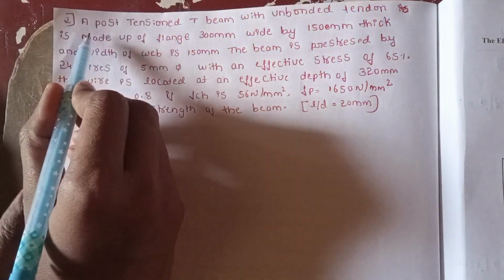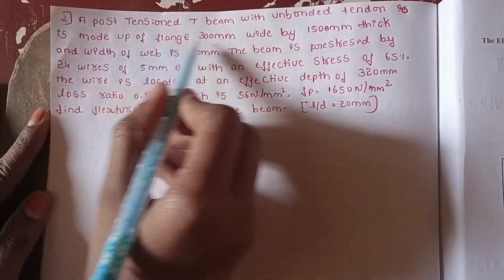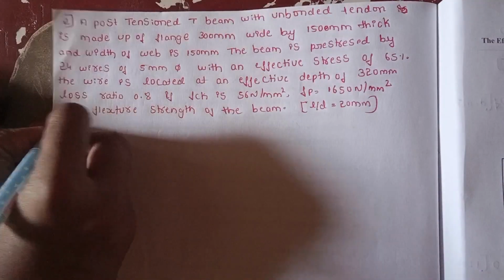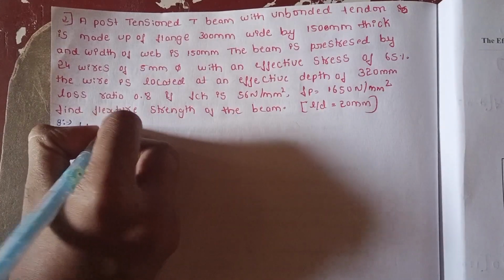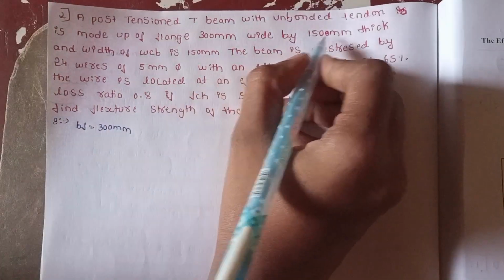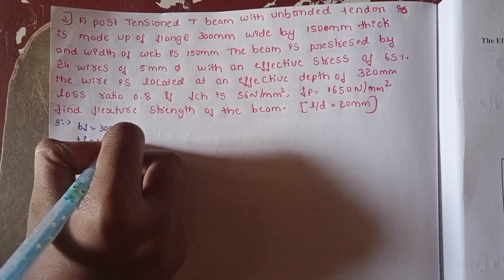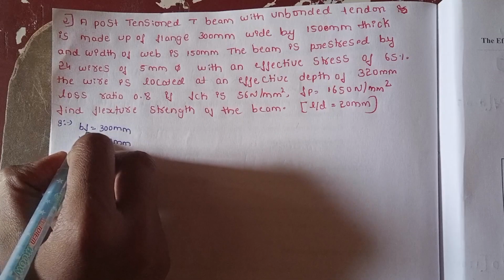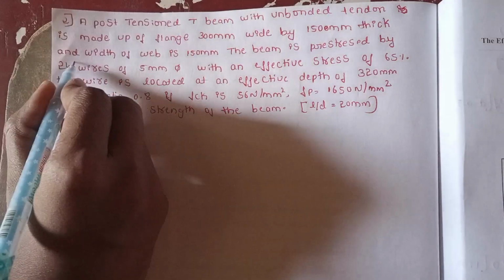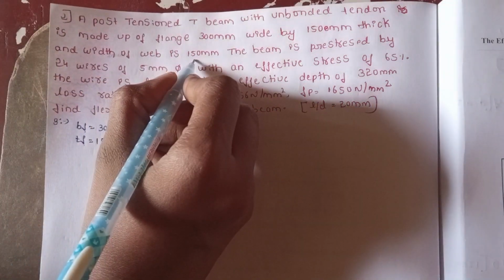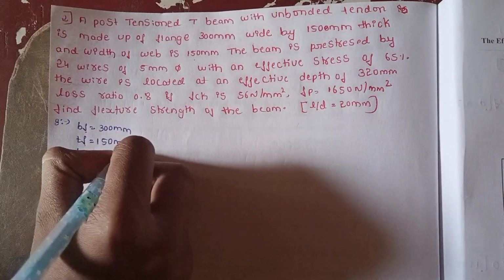Okay, this is problem number 2. A post tension T beam with unbonded tendon is made up of flange 300 mm wide. Solution: BF equal to 300 mm, by 150 mm thick means TF equal to 150 mm. BF means width of the flange and TF means thickness of the flange. And width of the web is 150 mm means BW equal to 150 mm.